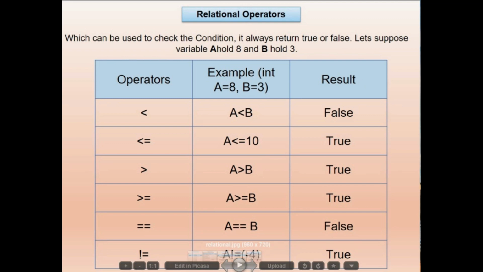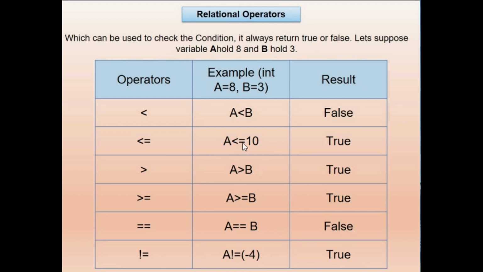Relational operators can be used to check a condition, and they always return true or false. Let's suppose variable a holds a value of 8 and b holds a value of 3. For the example, integer a equals 8 and b equals 3. The less than symbol: the condition is a < b. Here the value of a is 8 and the value of b is 3, so the condition is false, that's why the result is false.